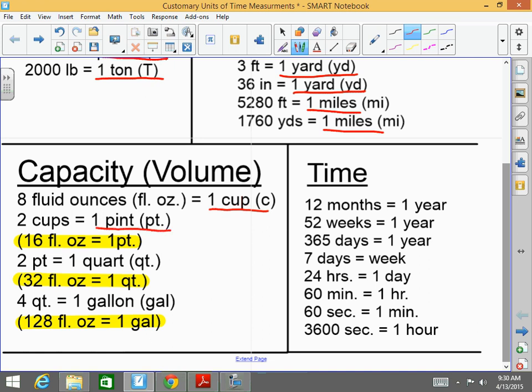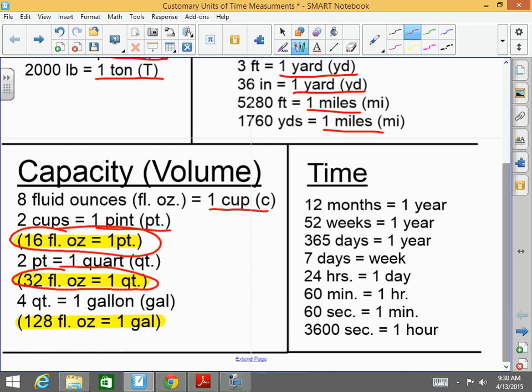Now, the highlighted part. Since 2 cups equals 1 pint, and every cup is 8 fluid ounces, 2 times 8 would be 16 fluid ounces, also equals 1 pint. There are 2 pints in a quart. Since 1 pint is 16 fluid ounces, 2 pints would be 32 fluid ounces, would equal 1 quart as well.